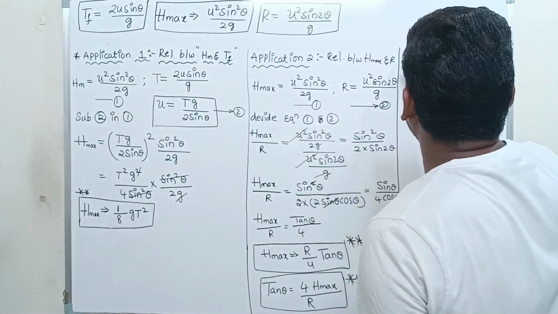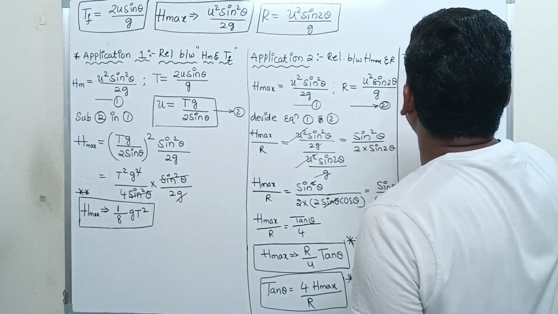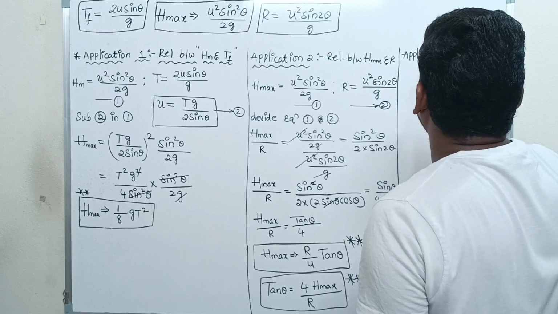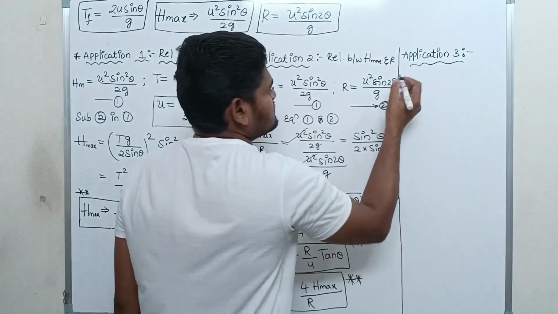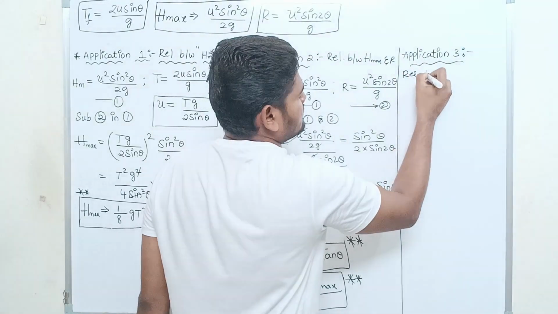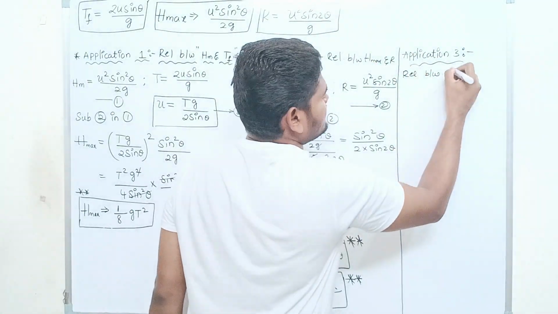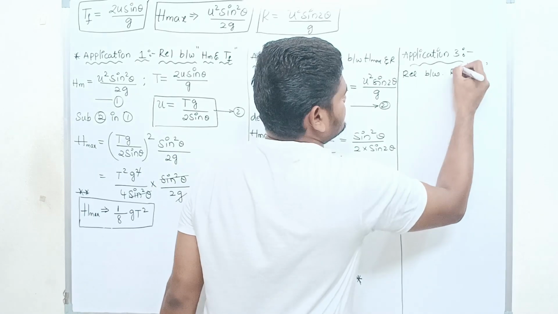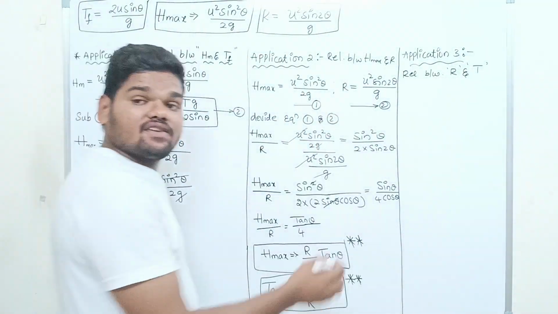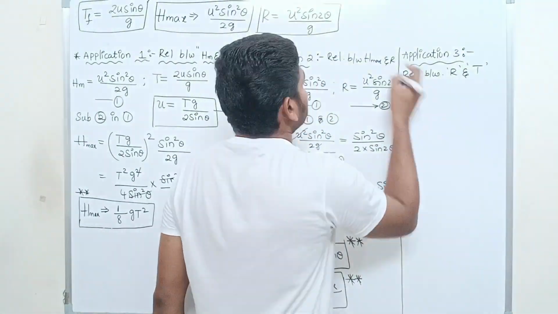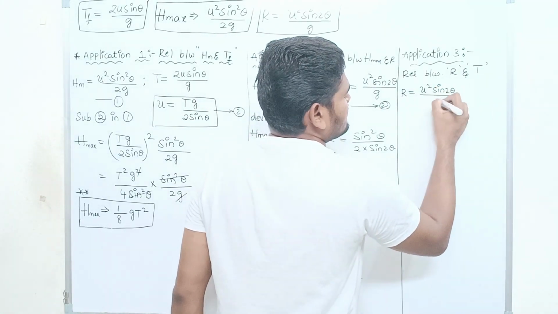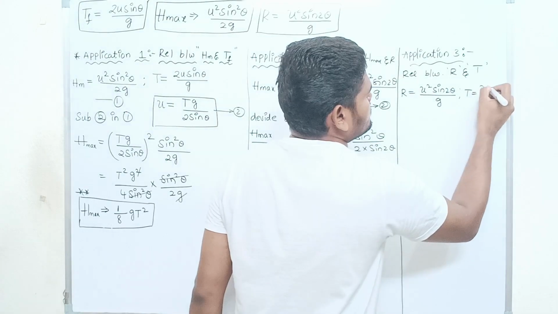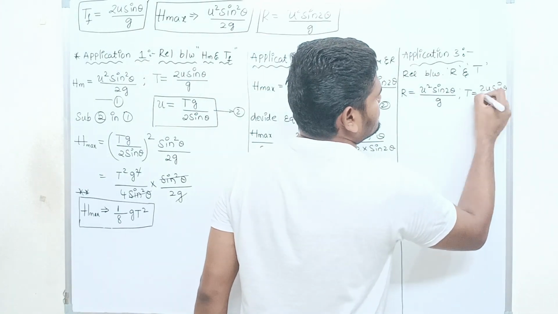Okay, so next, application number 3. What is application number 3? I'm going to find the relation between range and the time of flight. So what is the equation for range we have? Range is equal to u square sin 2 theta divided by g, and the time of flight t is equal to 2u sin theta by g.